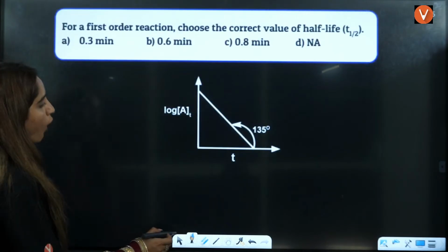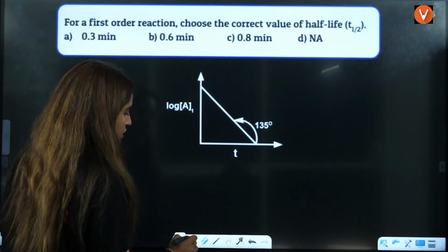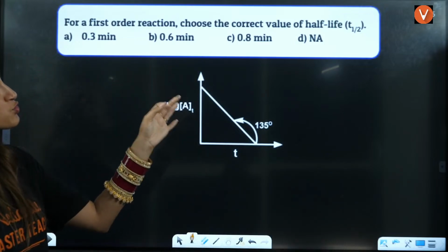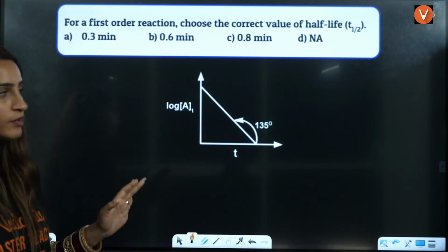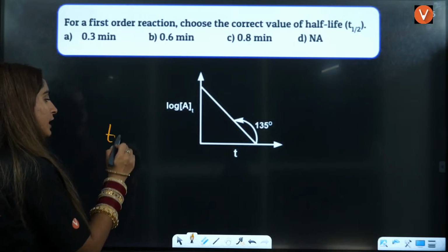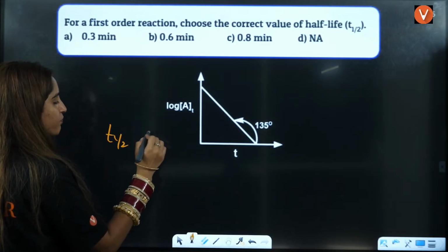Next is order of a reaction. Next is from chemical kinetics, right? For a first order reaction, they are asking you to choose the correct value of half-life. What is half-life? T half is equal to 0.693, right?